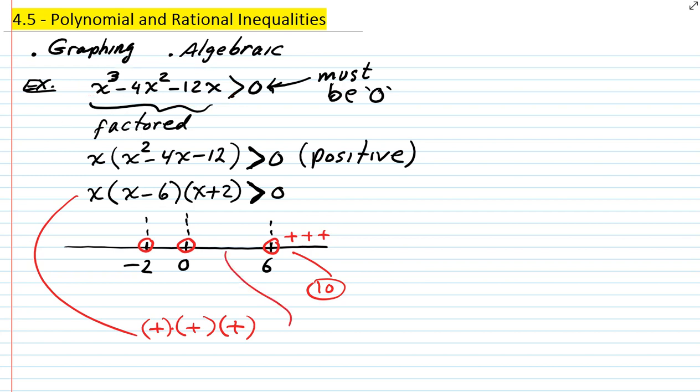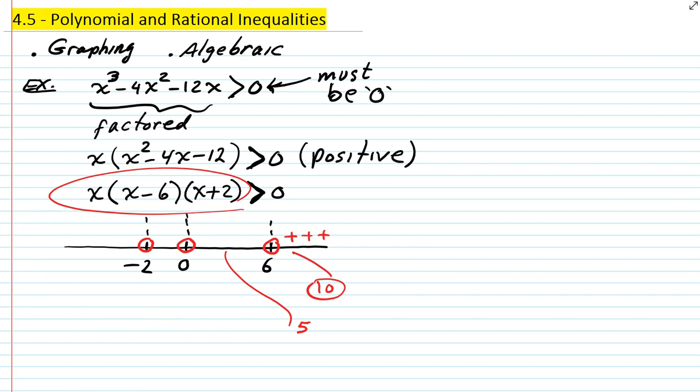Now, between 0 and 6, I can choose a test point, for example, 5. And then I'm going to plug it into this expression again. Okay, now let me start all over. Plug in a 5 for x, so that's going to be positive. A 5 for x minus 6. 5 minus 6 is negative 1.